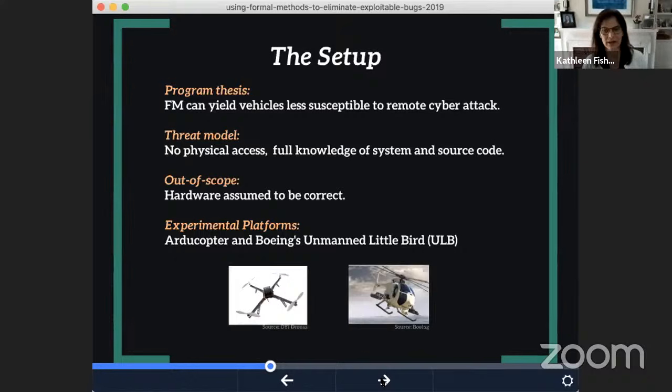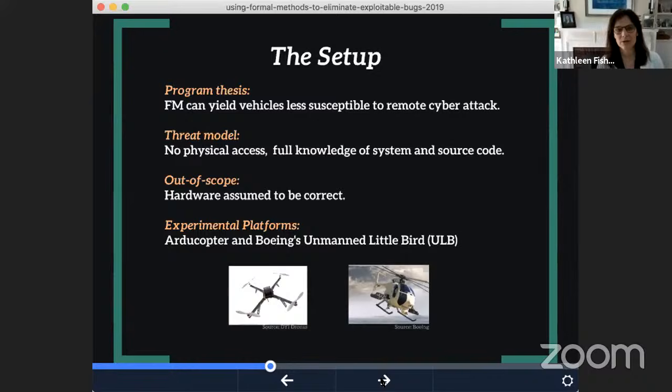So why is that an interesting threat model? If you can successfully attack remotely, that means you can attack people very far away and all over the world and at large scale. So it's a bigger kind of threat. Whereas having physical access, you can only attack things that you can physically touch, which is a much smaller set of things. We also assumed that the attackers had full knowledge of the system, so they knew as much as possible about the system they were going to attack.